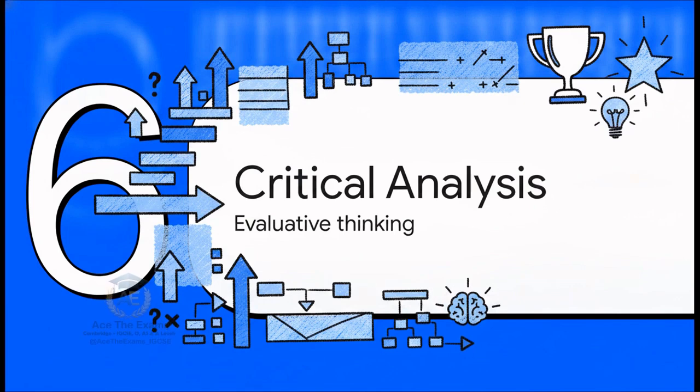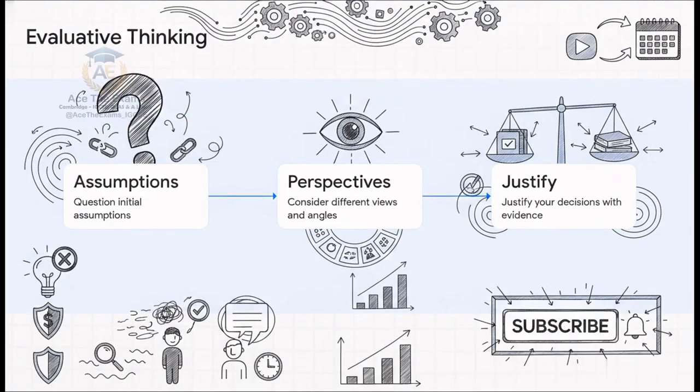Section 6. Critical Analysis Evaluation. We are transitioning to the final and most advanced stage of problem solving. How do the absolute top-scoring candidates evaluate their work? They followed these exact steps. Number 1, they question assumptions. Number 2, they consider different perspectives. And number 3, they justify their decisions with hard evidence.